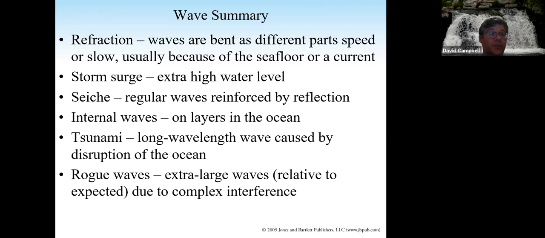There was quite a sizable tsunami when the eruption of Mount St. Helens crashed into Spirit Lake. Rogue waves, those are extra large waves compared to what's expected for conditions due to complex interference. Again, compared to what's expected. If we only expect our waves to be that big, and we get a wave that big, that would be a rogue wave, even though it's not one we're really worried about, because it is bigger than expected under the conditions. And that finishes waves, apart from that one.